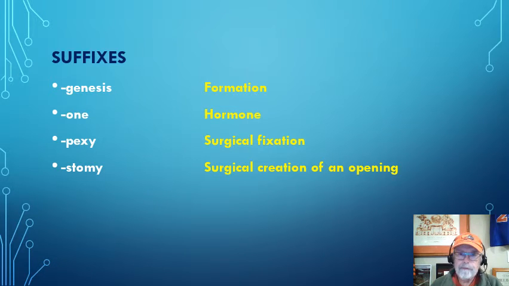Pexy means a surgical fixation. Again, when they have that undescended testicle, that cryptorchidism, they pull it down and they sew it to the inside of the scrotum, which is called an orchiopexy. Pexy, surgical fixation. Okay. Stomy is creating a surgical opening to something. So I'm not sure why that's also in there, but these are some suffixes that we might have.